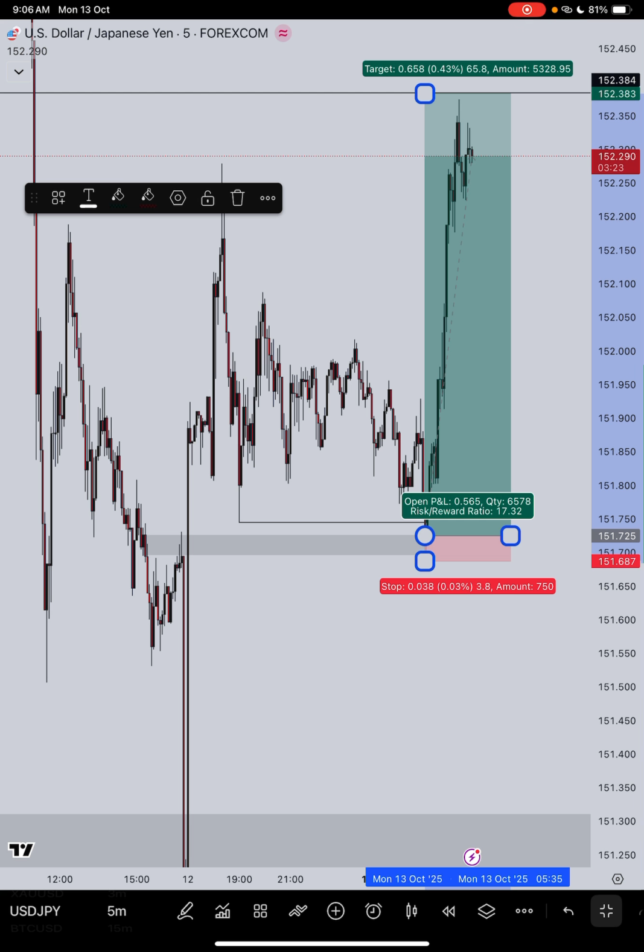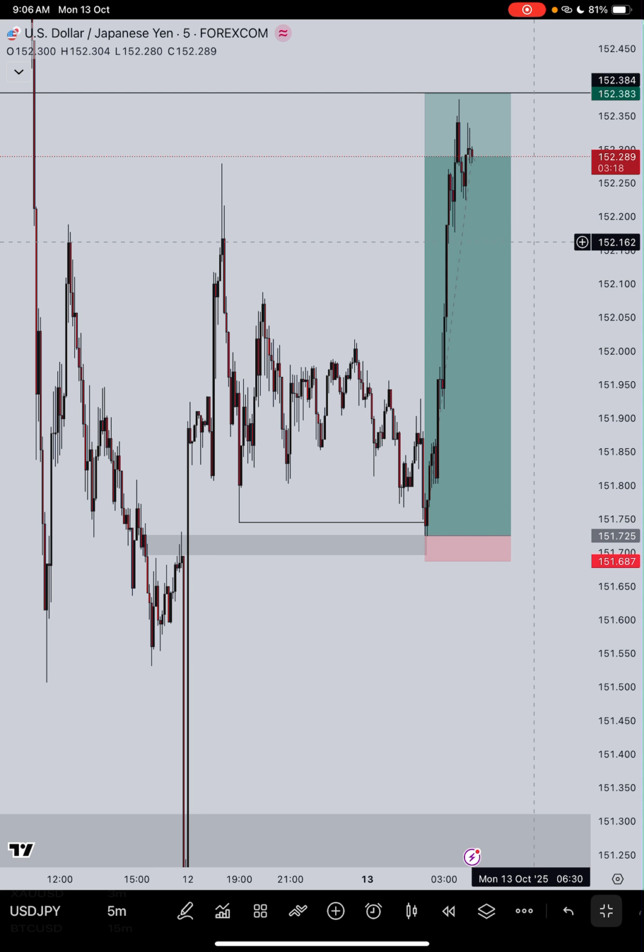Are you getting it? These setups don't come all the time, but you just have to be patient, right? I'm seeing a setup here though. All right, so that's that for that. That was how I traded USDJPY.